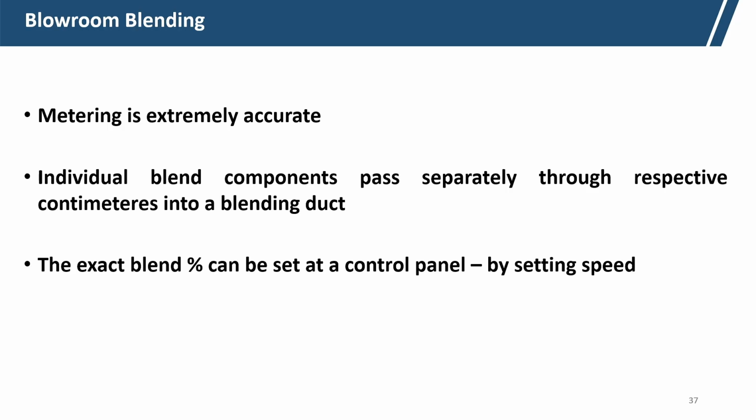The exact blend can be set by the control panel by setting the speed. Because we can set the exact blend by changing the speed of the feed, if we increase the feed, the blend percent will increase for that particular component. So, we can change the blend percent by changing the speed.